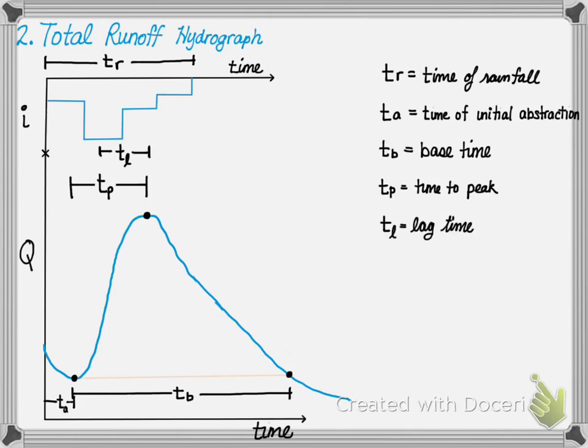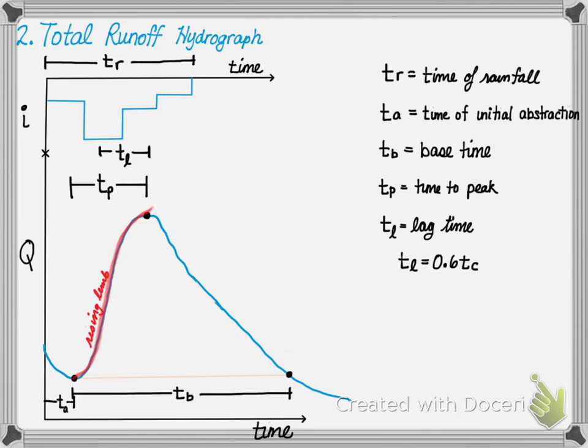Finally, the lag time is the time from the center of mass of the excess rainfall to the peak. It explains the delay of water moving within a system. It can be calculated as follows. The lag time is 0.6 times the time of concentration. There are many other equations available for lag time. This is just one.